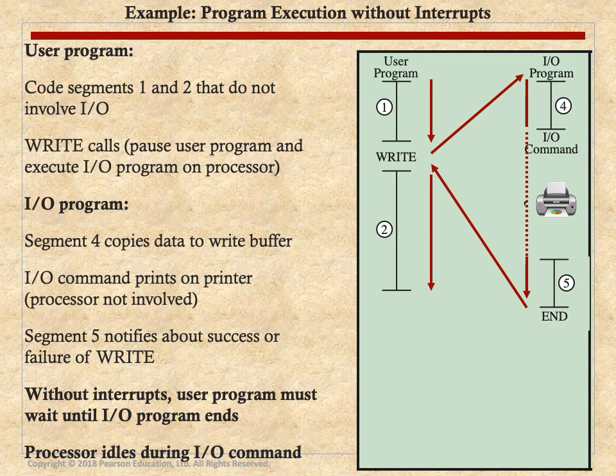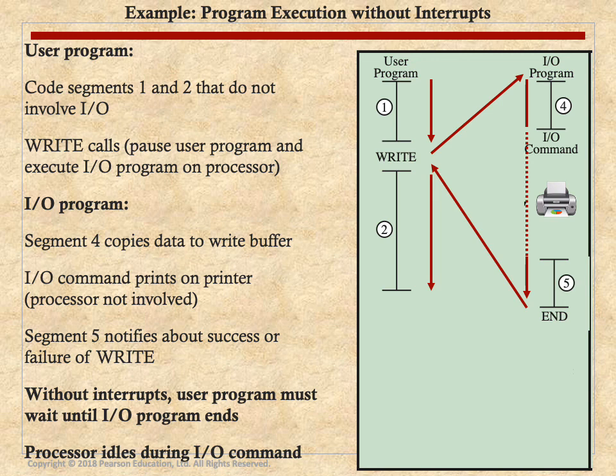So after executing segment 1 of the user program, the processor will start executing segment 4 of the input and output program. We assume that in program segment 4, the data is prepared for being printed. So the input-output program copies data into the write buffer of the printer.